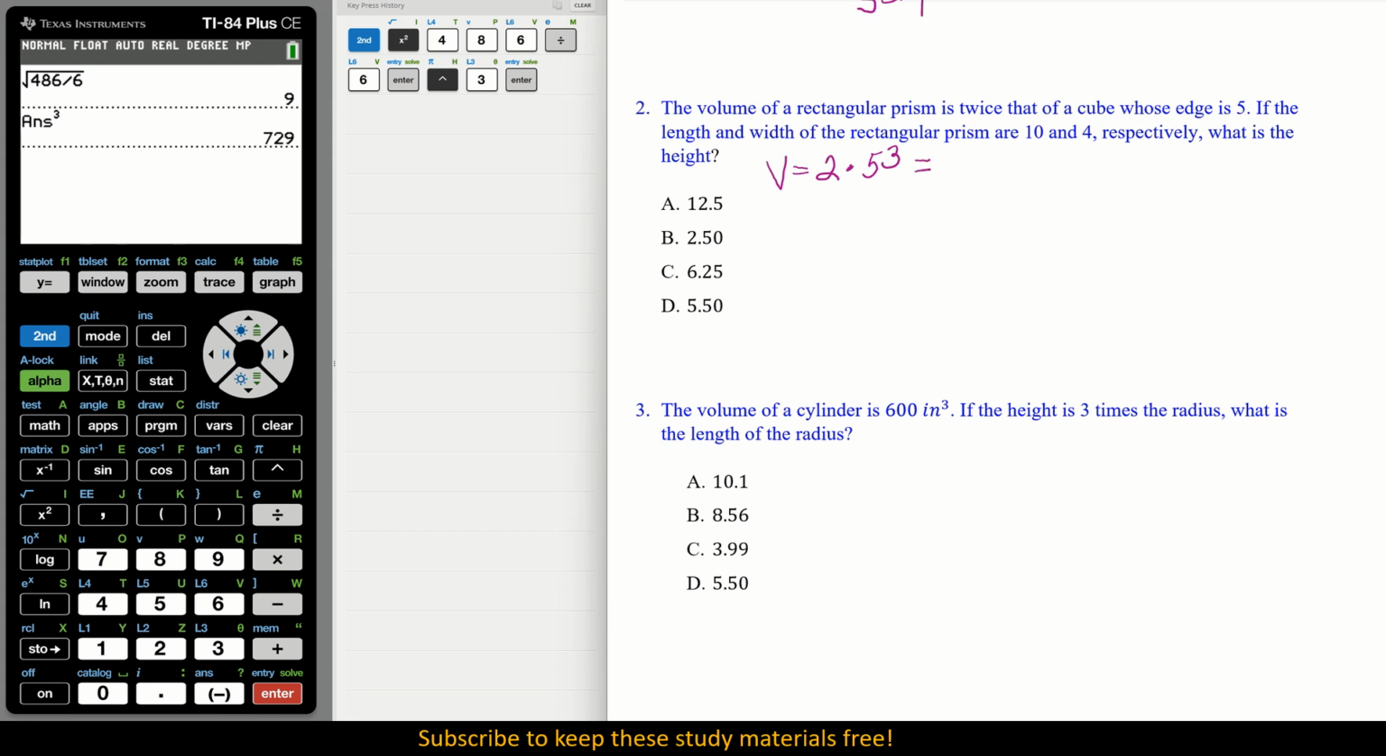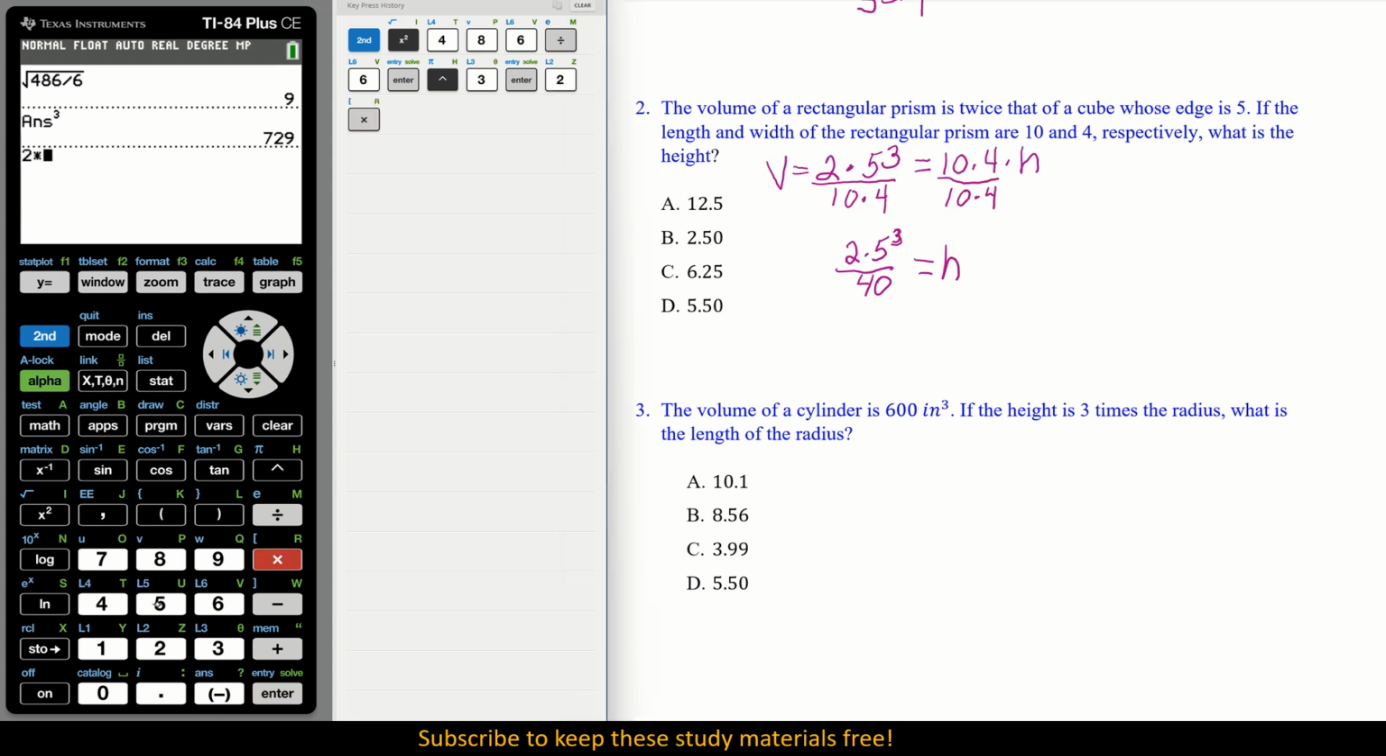Then we come over here. Well, we know that we get the volume of the rectangular prism by 10 times the 4 times the height. Now, we just need to divide both these sides by 10 times 4. Okay, I'm going to rewrite that. So 2 times 5 to the third over 40 equals height. And if we put that in the calculator, we have what we need. So let's try that.